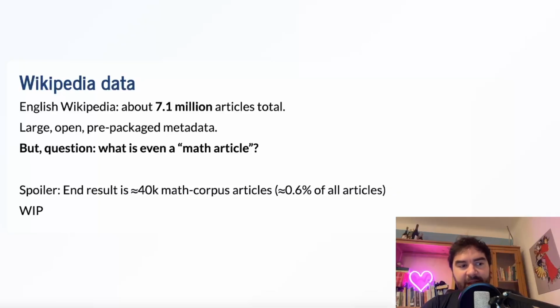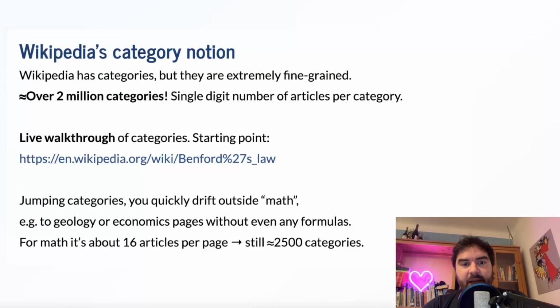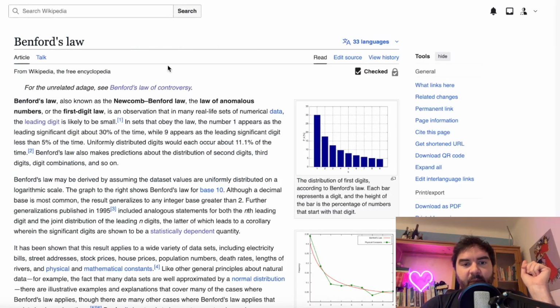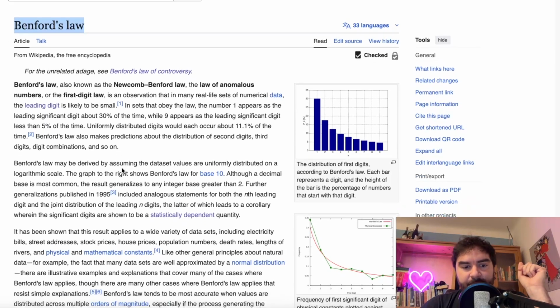And so what they have on Wikipedia is a bunch of categories, and I will show you an example in a second. As a matter of fact, there are like 2 million categories last I checked, something in this range, right? Which is actually crazy because it means there's a single digit number of pages per category. You will see some examples of how fine-grained it is. The example that I will use here is the article on Benford's law. This is again some stats factoid.